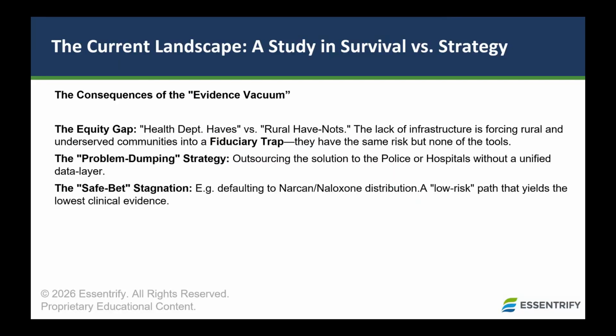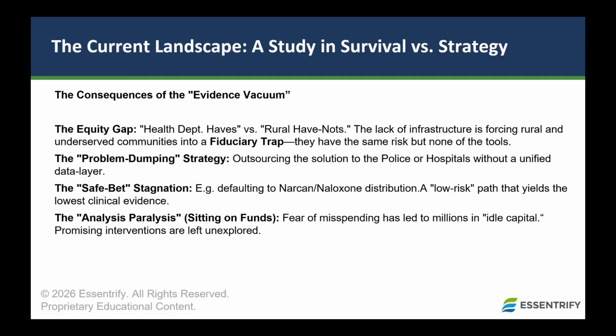We also see what we call the safe bet stagnation. For example, defaulting on Narcan or naloxone distribution. It's a low-risk path, but it doesn't advance evidence-based practice or the discussion of how we can best achieve prevention, treatment, or long-term sustained recovery. And we see significant instances of analysis paralysis. Fear of misspending has led to millions of dollars in idle capital. Promising interventions are left unexplored.